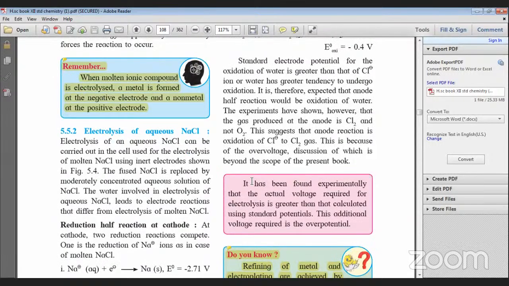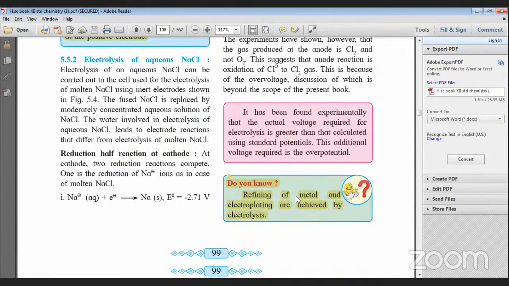Okay. It has been found experimentally that the actual voltage required for electrolysis is greater than that calculated using the standard potential. This additional voltage required is the overpotential. Okay, so whatever electrode potential we are supplying, it's not sufficient. So for that we have to provide more potential, and that's why instead of oxygen being released, chlorine is getting released. Okay, students.